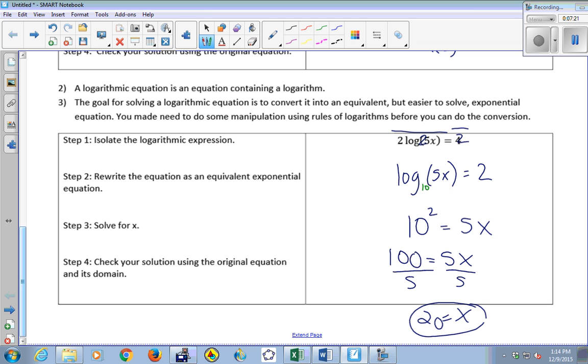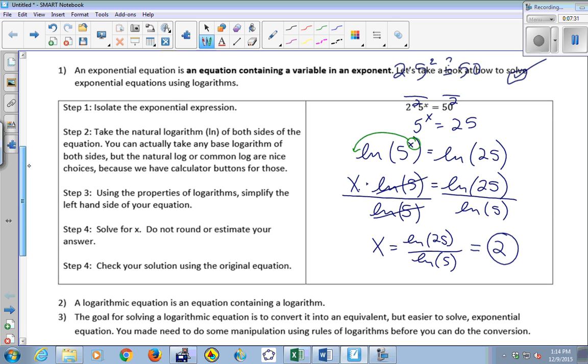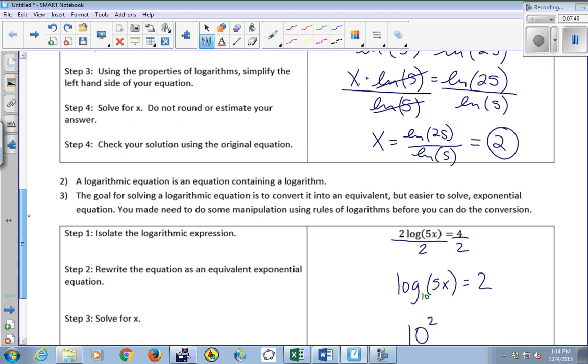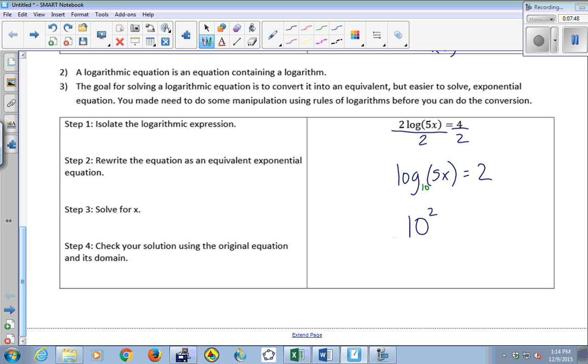Oh, what did I do? I messed up. Oh, I messed something up. Where did I do it? That looks better. All right, and then 10 squared.